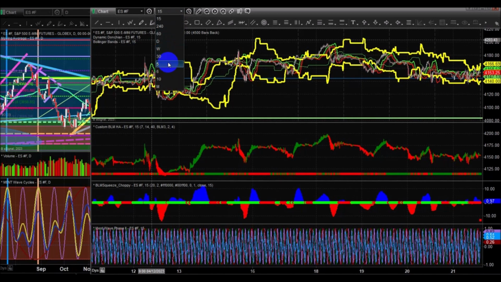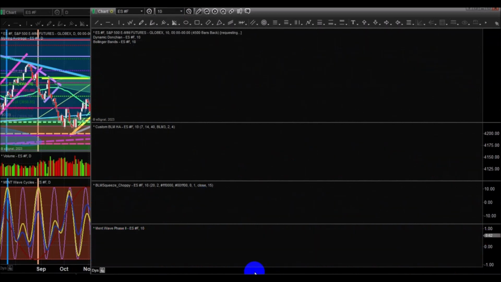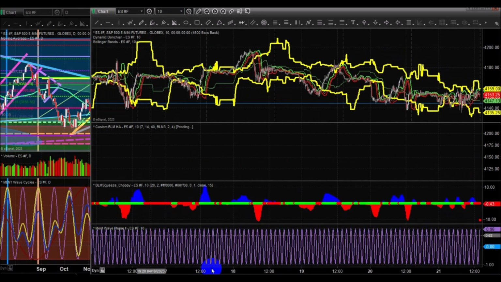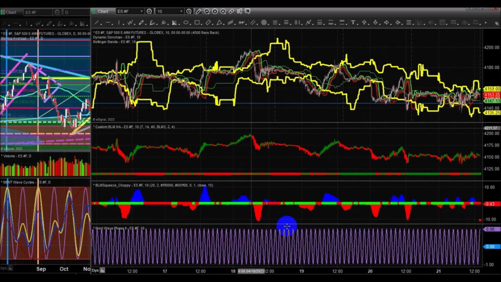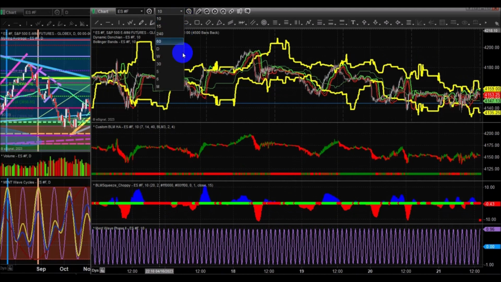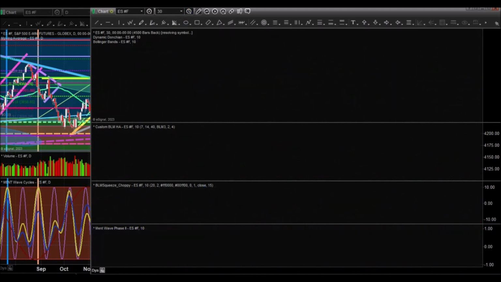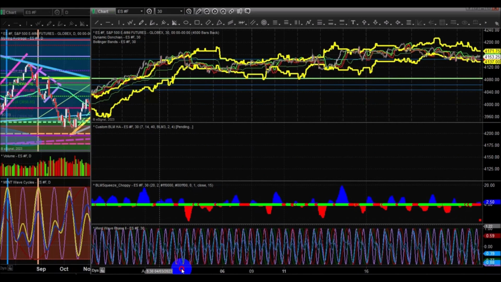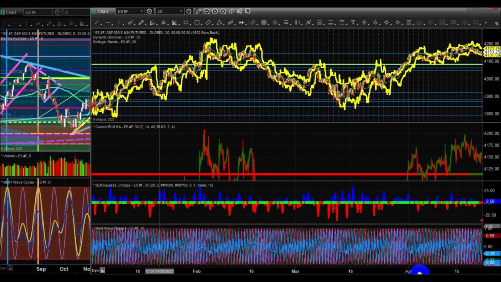Look at the intervals. Well, let's go down to 10-minute. Forget about Heikin-Ashi for now and see if we get these cycles. See, 10-minute we don't get the variance. So maybe 30-minute. Kind of.